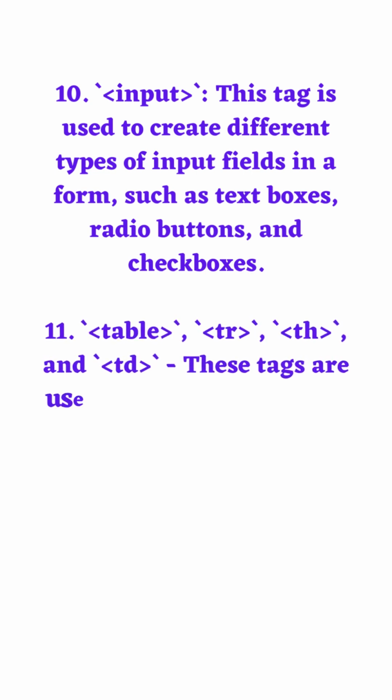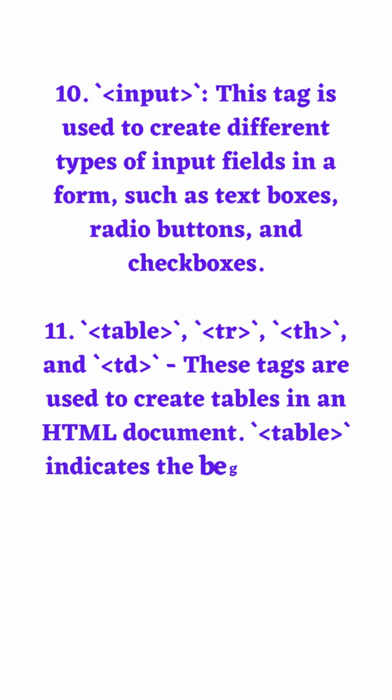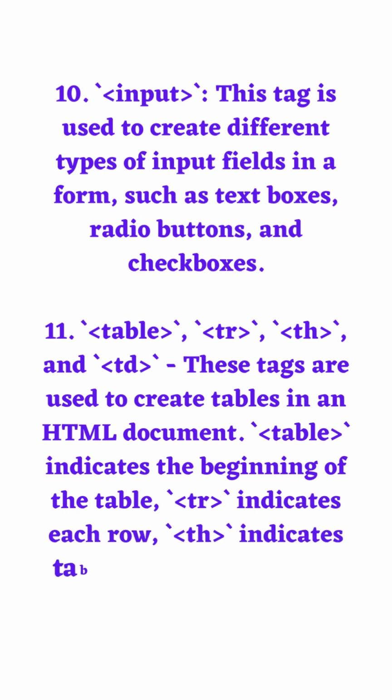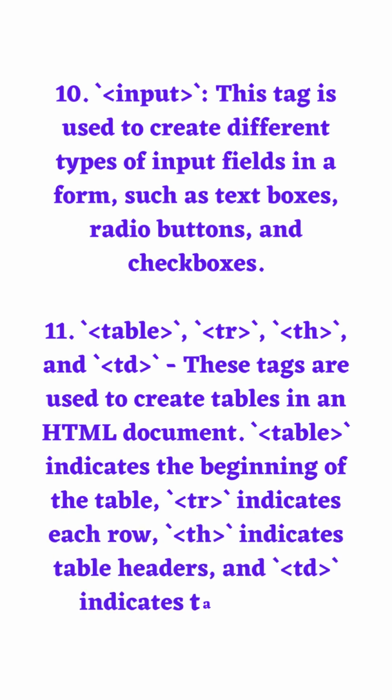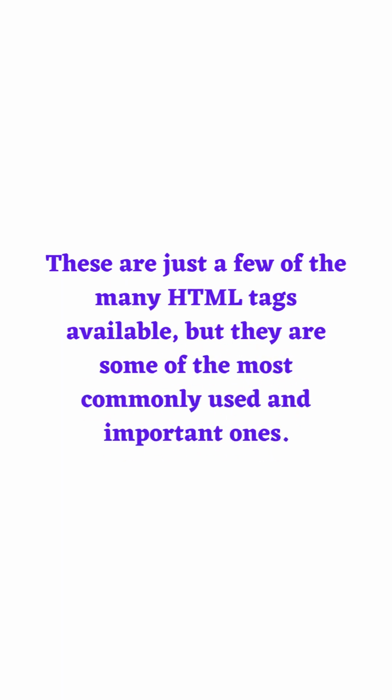These tags are used to create tables in an HTML document. Table tag indicates the beginning of the table, TR tag indicates each row, TH tag indicates table headers, and TD tag indicates table cells. These are just a few of the many HTML tags available, but they are some of the most commonly used and important ones.